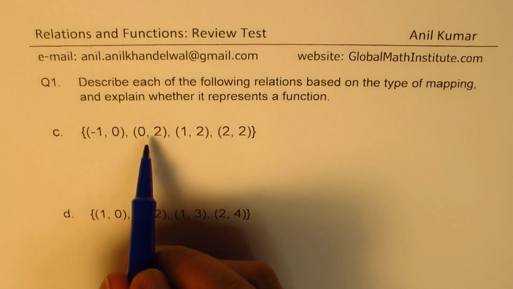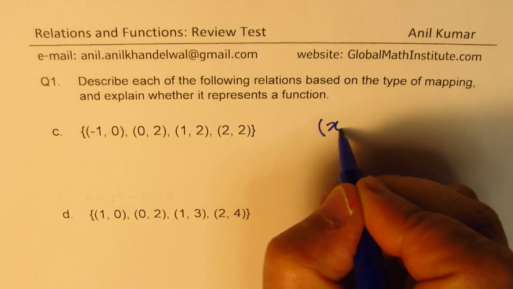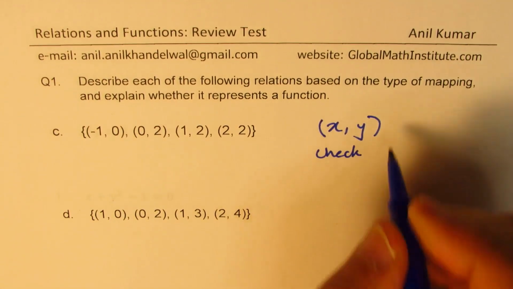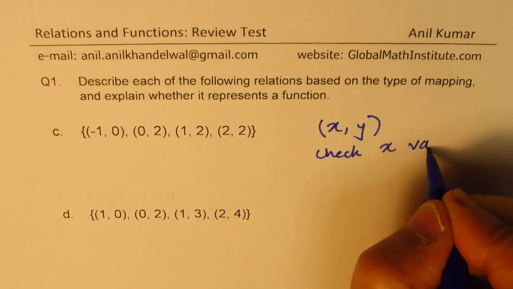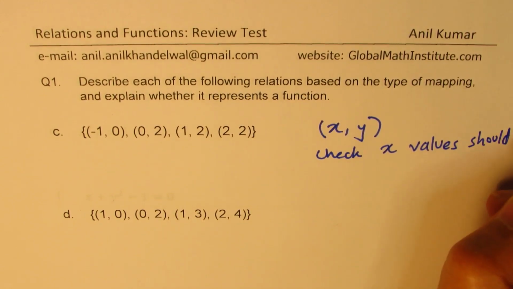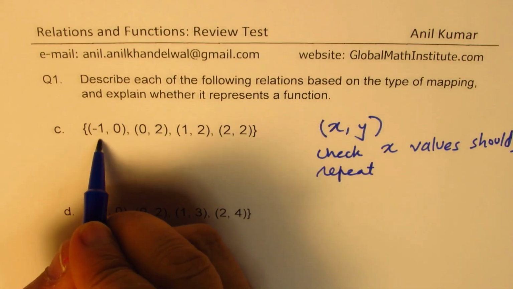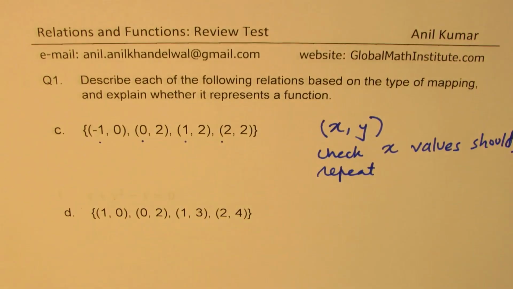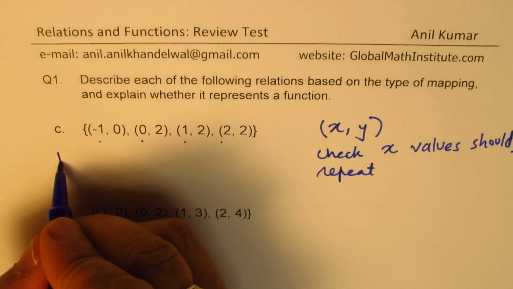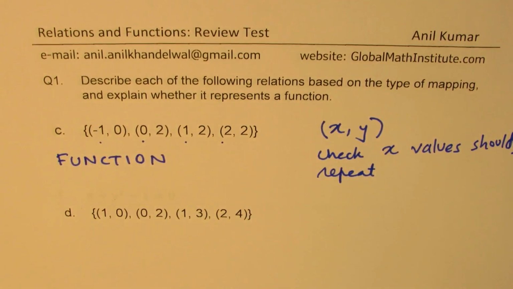Now, when you look at it, you see these x values. Mapping is kind of x and y values. So you need to check that x values should not repeat. So in this -1, 0, 1 and 2, they do not repeat. So all x values have unique values. So we say it is a function. That is the first part.